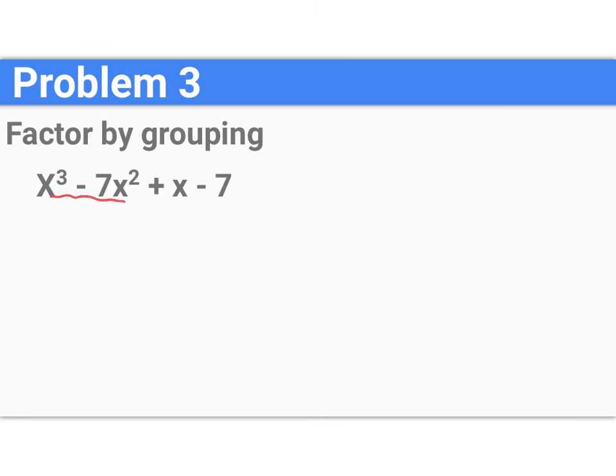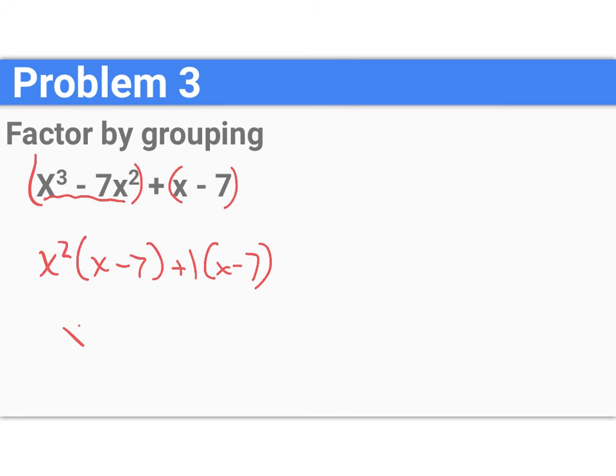Okay, so let's see what we can do here. We have an x cubed and an x squared. So if I pull out an x squared, so I'll take these terms and take these terms and group them. If I pull out an x squared, I get x cubed divided by x squared is x. 7x squared divided by x squared leaves me with a 7, plus 1, x minus 7. You can see they both have an x minus 7. So if I take x squared plus 1 and an x minus 7, I have two binomials.